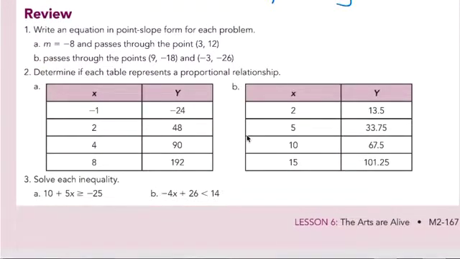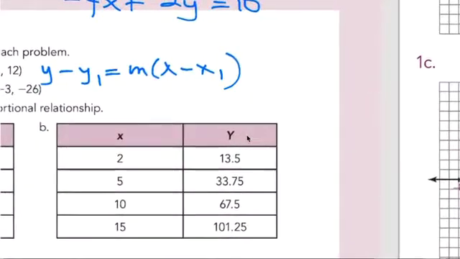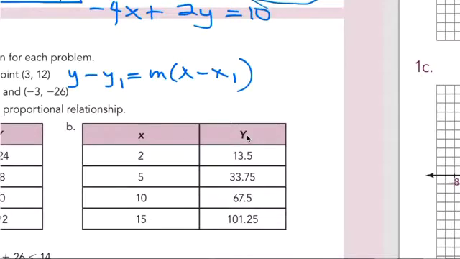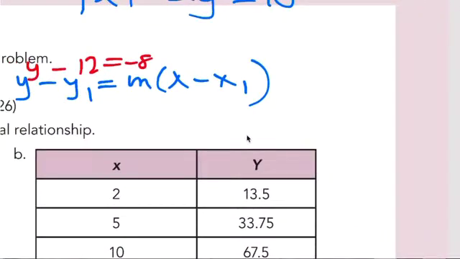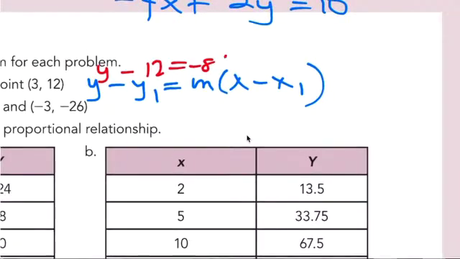Review. So I need to cover those first. Write an equation in point slope form for each problem. Oh, that's it, we just did that. y minus y1 equals m times parentheses x minus x1. So your problem is y minus 12 equals m, which is what? Negative 8, parentheses x minus 3.